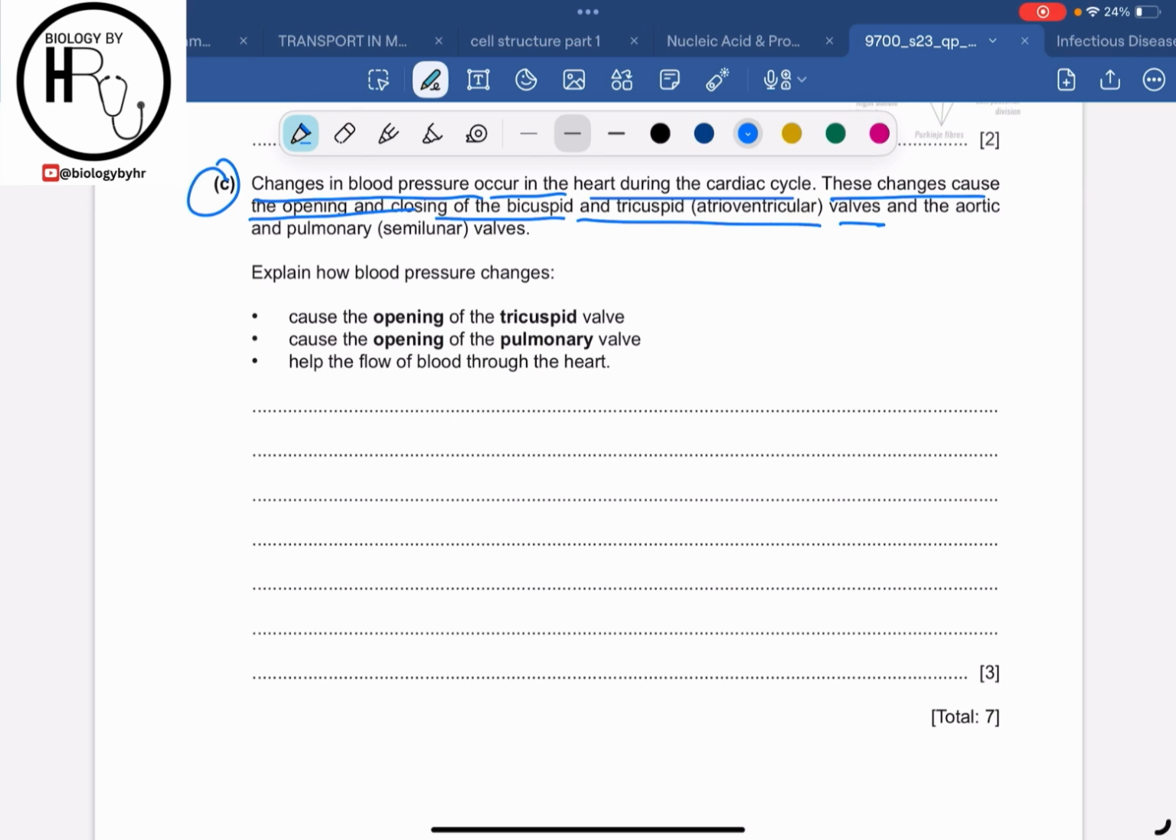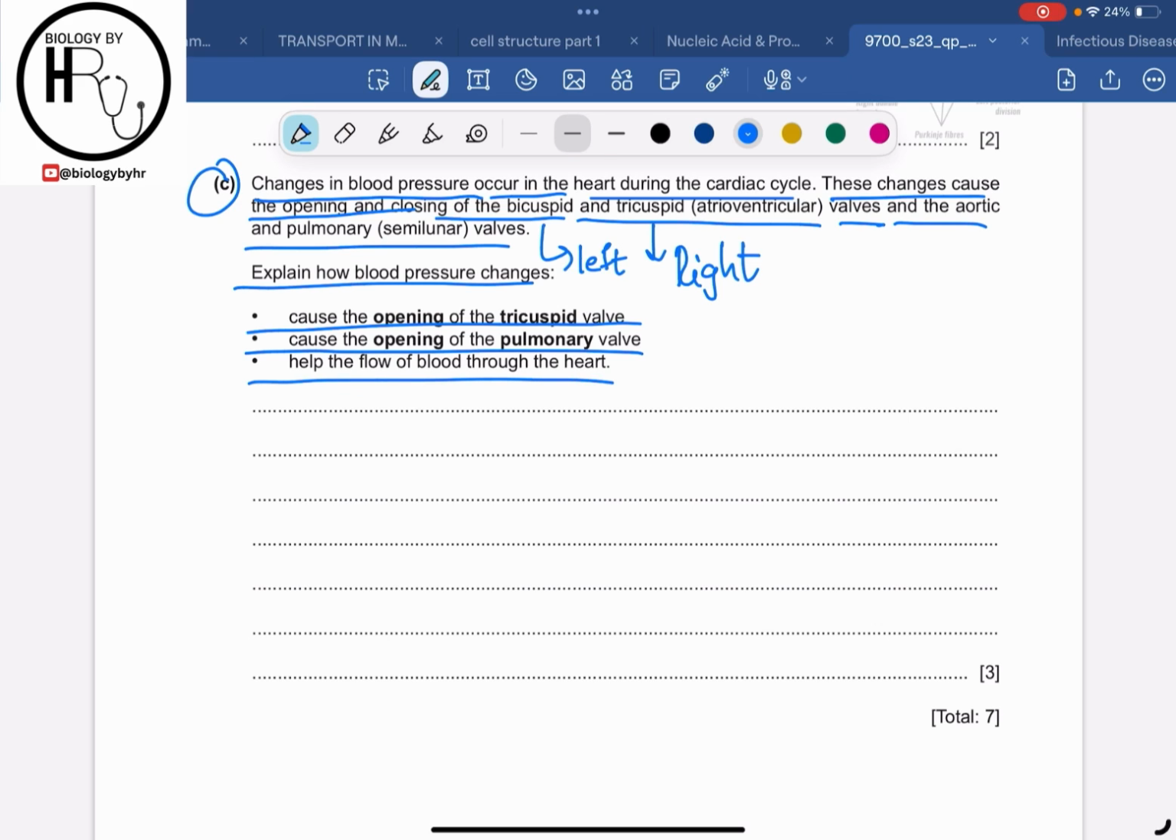Alright, if I talk about the bicuspid valve, it is found in the left side of the heart and is also known as the mitral valve. The tricuspid valve is found at the right side of the heart. The question further continues with the aortic and the pulmonary semilunar valves. Explain how the blood pressure changes cause the opening of the tricuspid valve, cause the opening of the pulmonary valve and help to flow the blood through the heart.